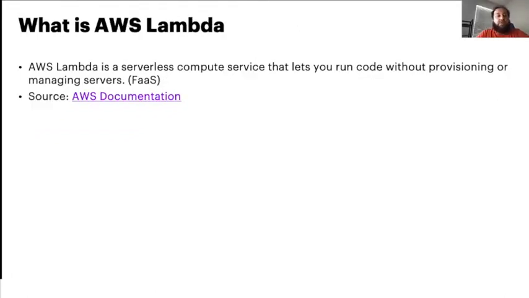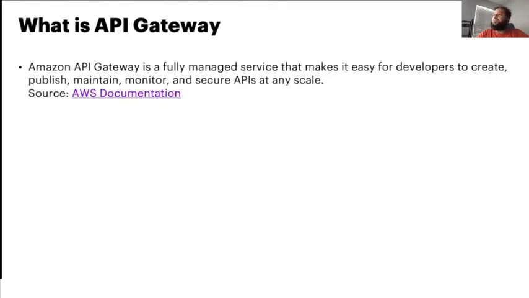What is AWS Lambda? AWS Lambda is a serverless compute service that lets you run code. And in our case, this is where our integration is going to happen. We're going to be running a function within Lambda that's going to perform the API calls or the function call to AWS Rekognition to recognize the contents of the image.